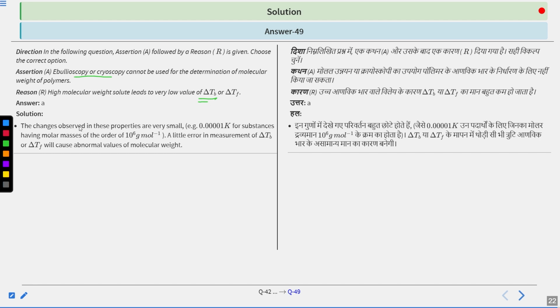So if I talk about the explanation, the changes observed in this property are very small. We know that we get values in the order of 10 to the power minus 3 or minus 4, for substances whose molar mass is in the order of 10 to the power 6. So a little error in the measurement of delta Tb or delta Tf will cause abnormal values of the molecular weight. Clear?